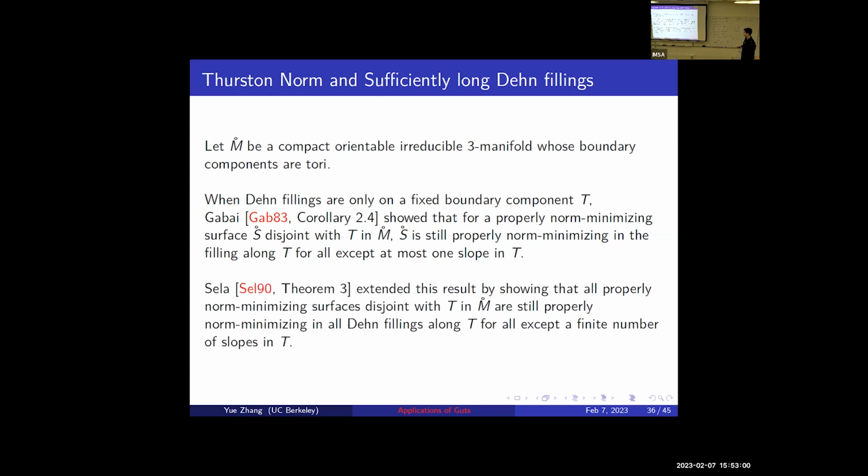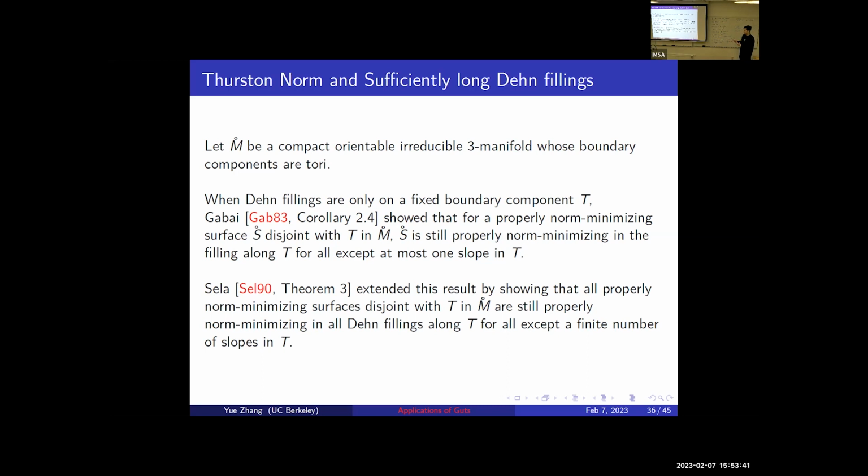And then Sellers extended this result by showing that it holds for all properly non-minimizing surfaces disjoint from T. So now you improve the theorem from just one to all, and you can show that they're still properly non-minimizing in all fillings except a finite number of slopes, because all properly non-minimizing surfaces are infinite. But now you only need to exclude a finite number of slopes, so it's a better result than before. Then you may ask a further question, right?